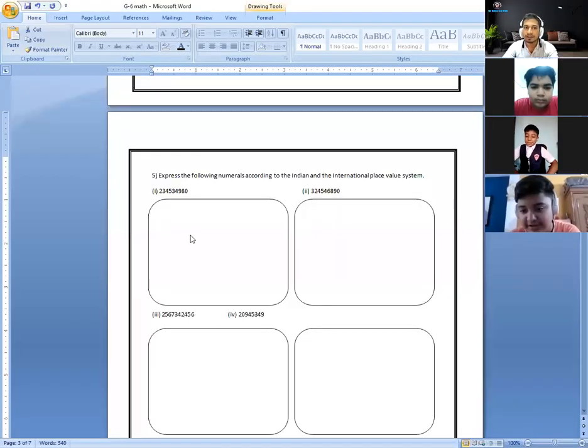So here, you see the worksheet. Express the following numeral according to the Indian and the international place value system. In the Indian system, we put a comma after the first three digits, then skip two digits and put a comma again, and further skip two digits and put a comma again.